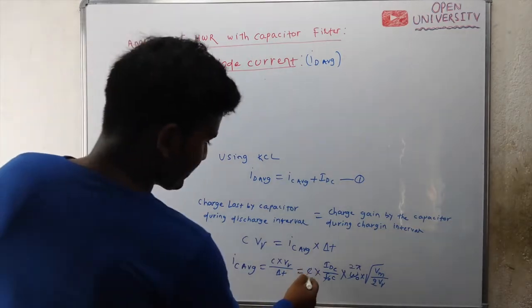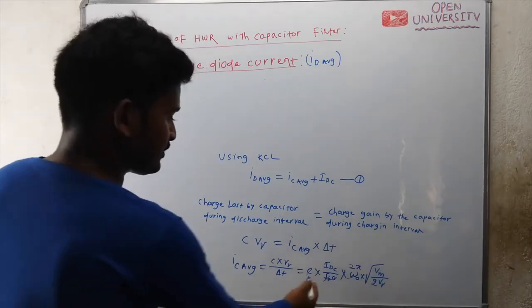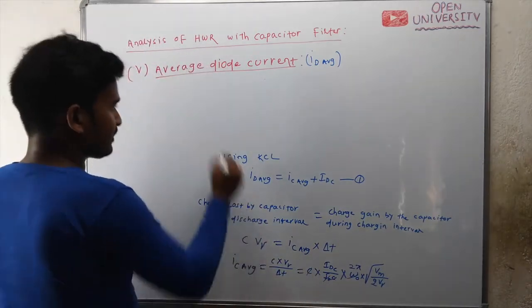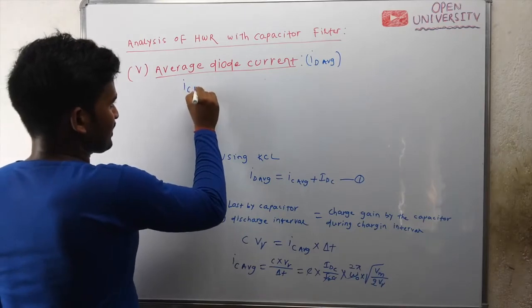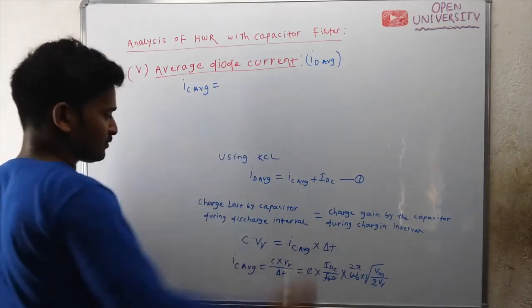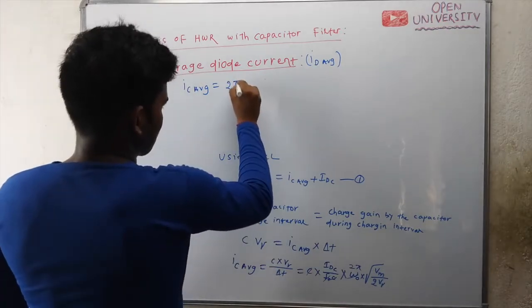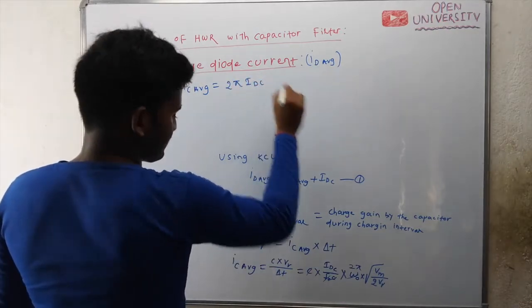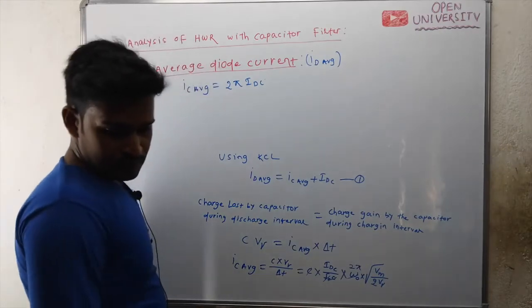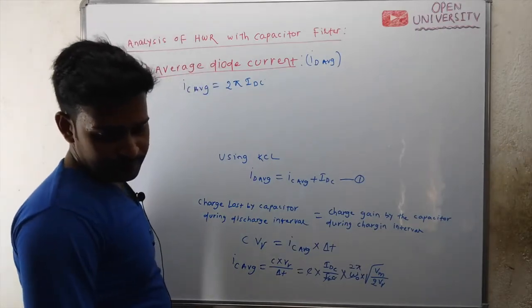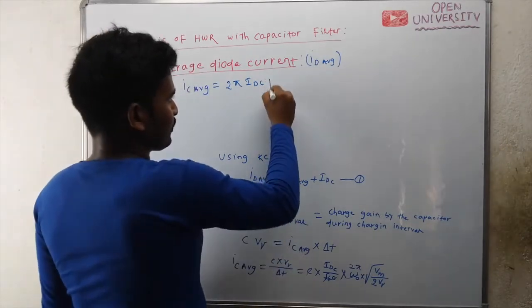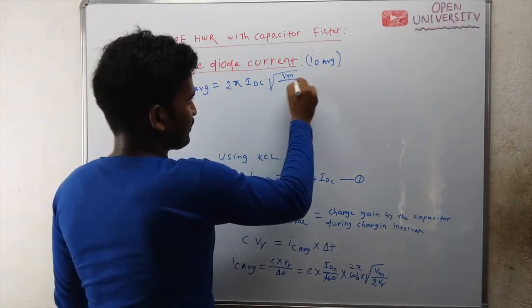Here C will be cancelled. Okay, C will be cancelled. So you can write IC average equals 2 pi times IDC, 2 pi times IDC into under root of Vm by 2 Vr.